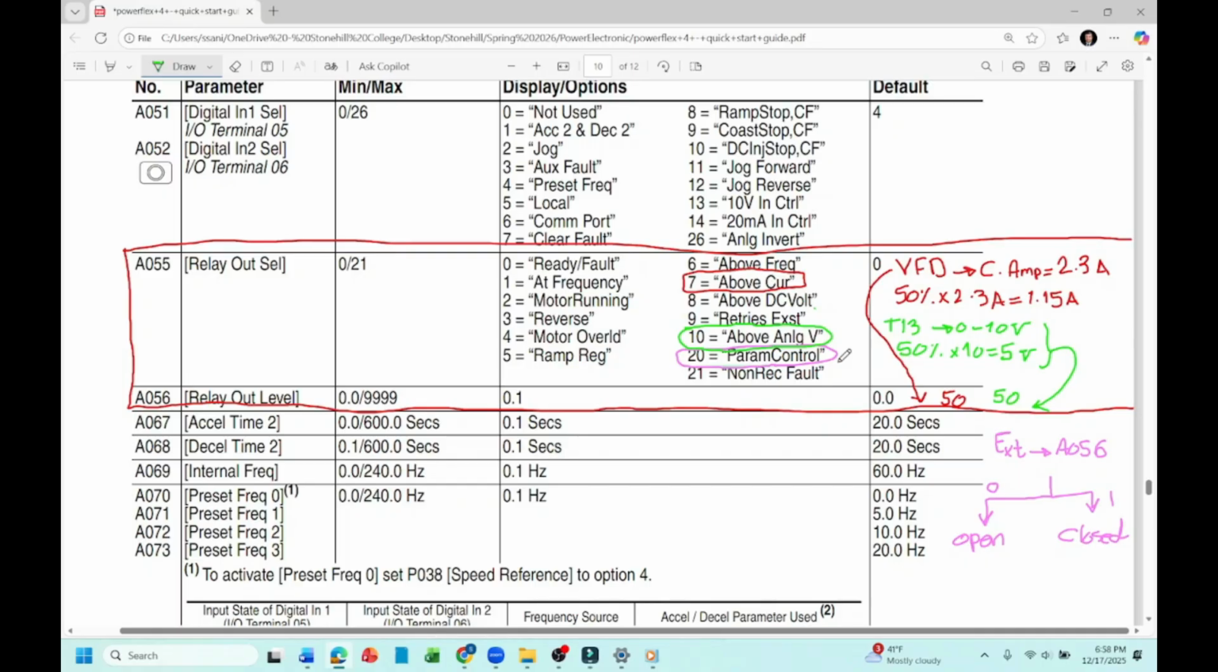Parameter control is for whenever you have external devices connected to the VFD with external communication. You put that on 20, then that external communication is able to write to A056. If it writes 0, there is no trigger on your relay; it keeps open and the lamp is off. If the external communication writes 1 to A056, the relay is closed and our lamp is on.